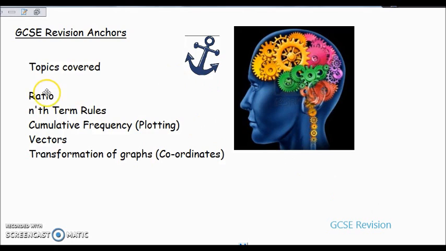And the topics I'm going to be looking at are ratio, nth term rules, cumulative frequency, where we're plotting it mainly, and vectors. There's always a mark on a vectors question that we can try and get, and transformation of graphs, and that's normally one of the last few questions, maybe the last question on the test, and there are some marks there generally.